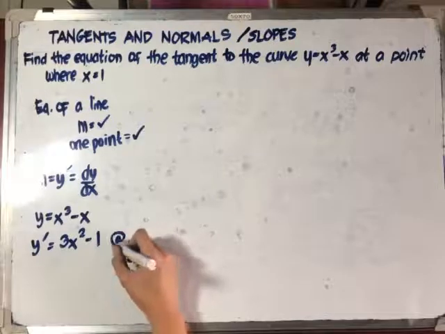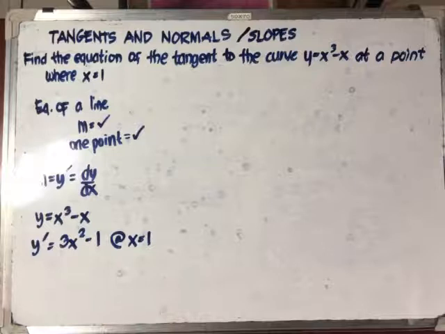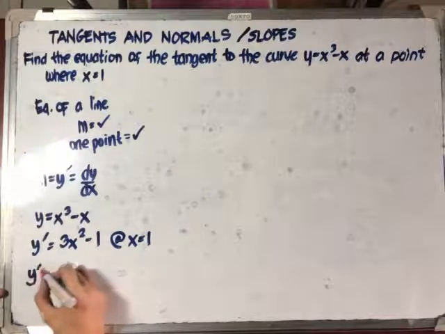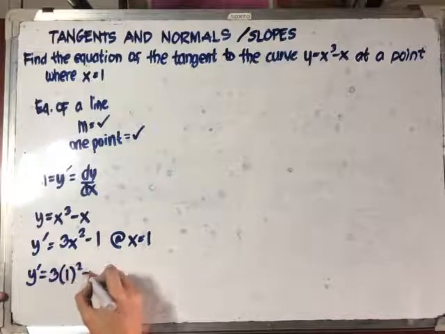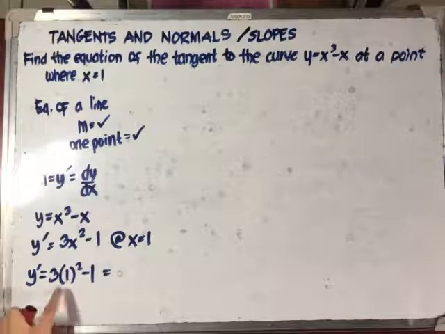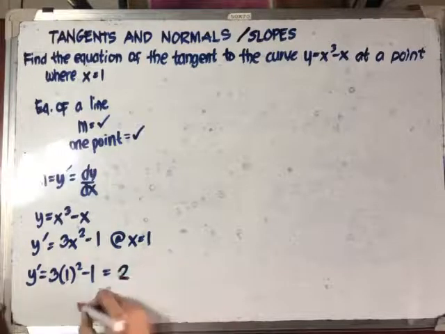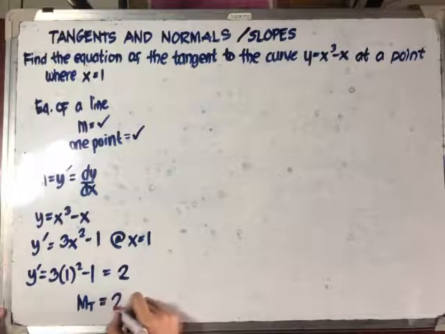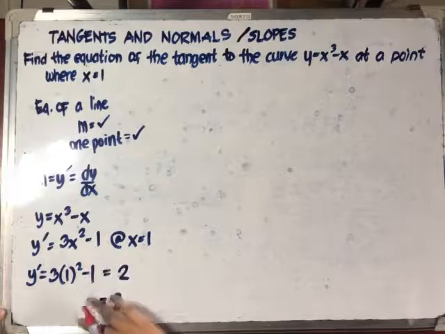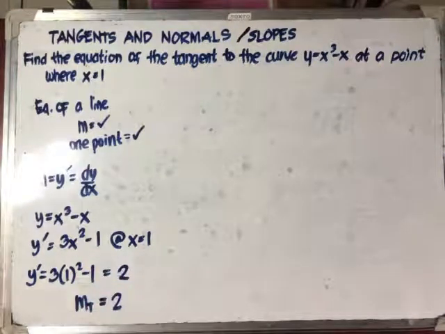At x na binigay niya, at x equals 1, at that certain value of x, we need to get the exact value of y prime. 3 times 1 squared minus 1 is equal to, 1 squared is 1 times 3, that's 3, minus 1 is 2. So, slope of the tangent natin is equal to 2. Okay? Slope of the tangent line. Now, we have the slope. We need 1 point to finish up the solution of this problem.